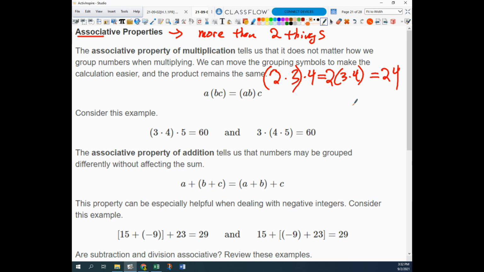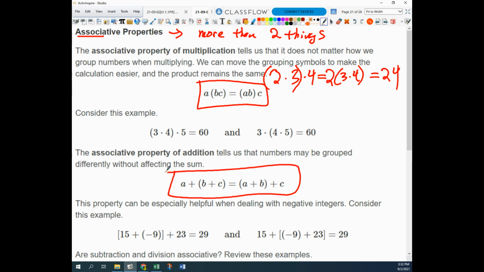The way we would say this, by the way, in math, when we put things in parentheses like this, we call it a quantity. So the way I would read this mathematically, the quantity 2 times 3 times 4 equals 2 times the quantity 3 times 4. Okay? And it works for addition also. So here's the multiplication version, right? A times the quantity B times C equals the quantity A times B times C. We can group it however we want to. We can do the same thing for addition. If I'm adding up more than two things, I can group those in any pairs I want to, okay? Because we have to only add things in pairs.